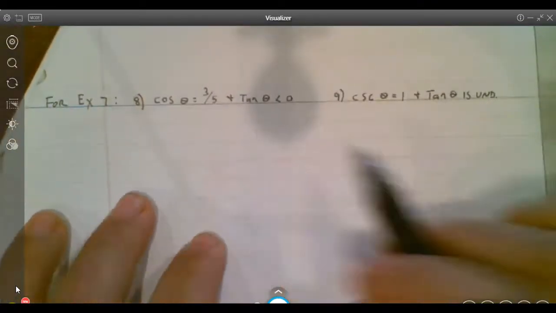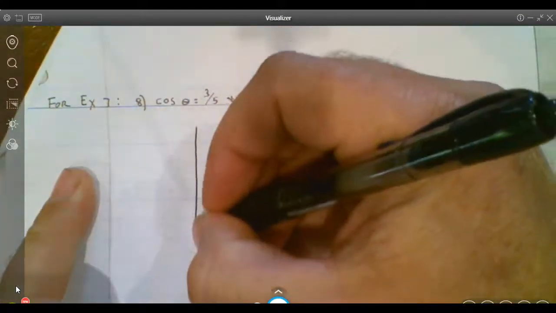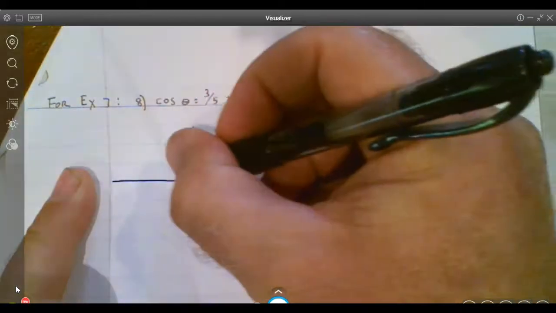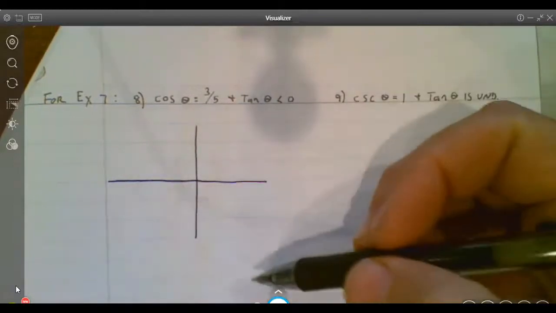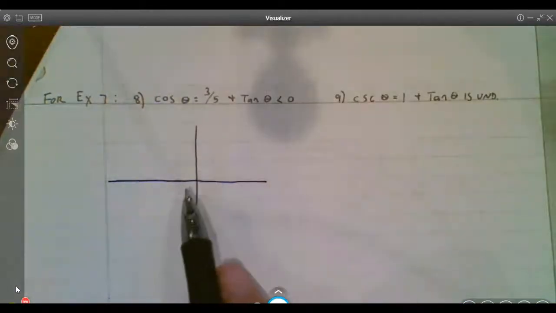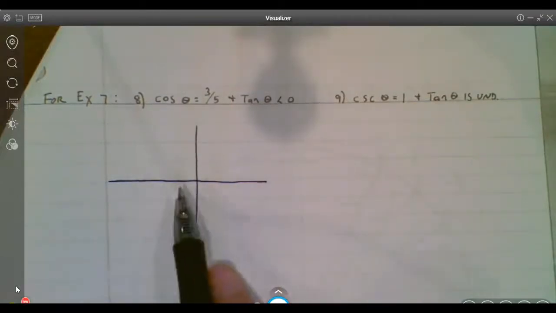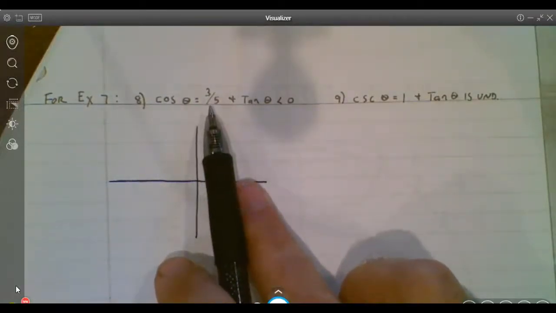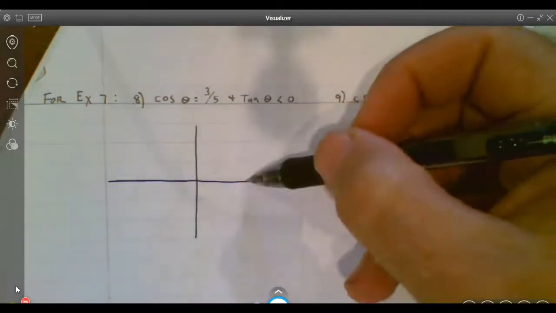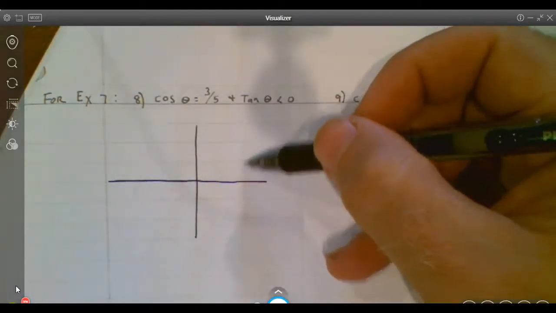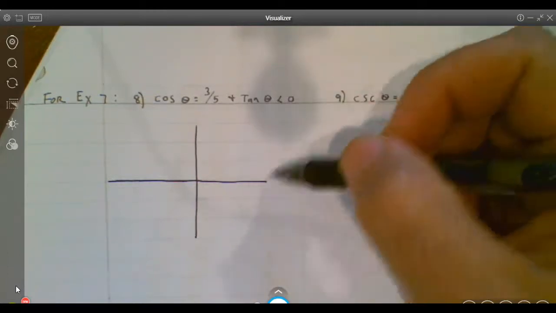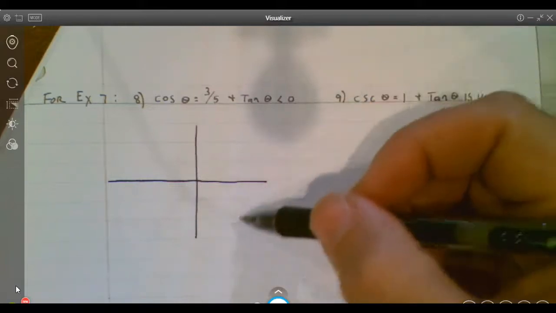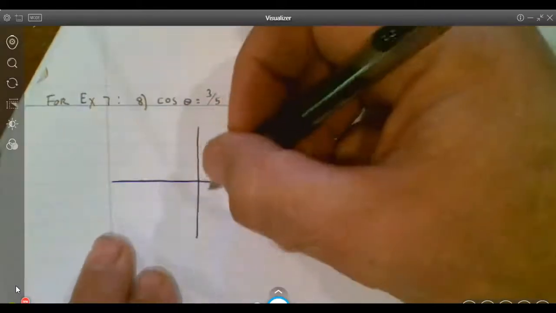If cosine theta equals 3 over 5, again, remember in a basic setup here, whether you did the all students take calculus acronym or just recognize that cosines are your x's, they move to the right or to the left. According to this, I'm going to the right because it's positive. So how do I know if I should draw this within quadrant 1 or quadrant 4? Well, that's why they tell me tangent is negative. Tangents are all positive in quadrant 1, so tangents are negative here, which means I need to draw it in quadrant 4.